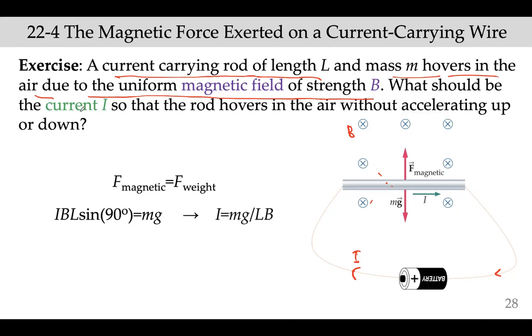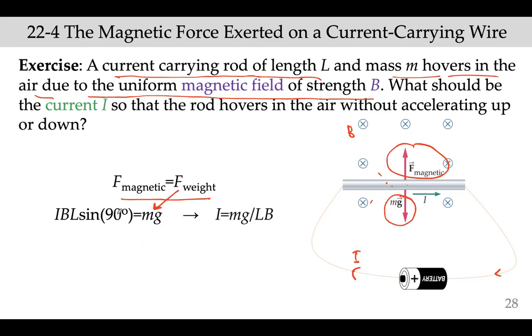So what should be the current so that the rod hovers in air without accelerating up or down? We don't want it to accelerate up, or fall down. What should be the current? Well, what keeps it in air is the balance. There's gravity in the down direction, so the only force that can balance it here is the magnetic force, right? And it should be in the up direction to balance the weight. So we equate them to each other.